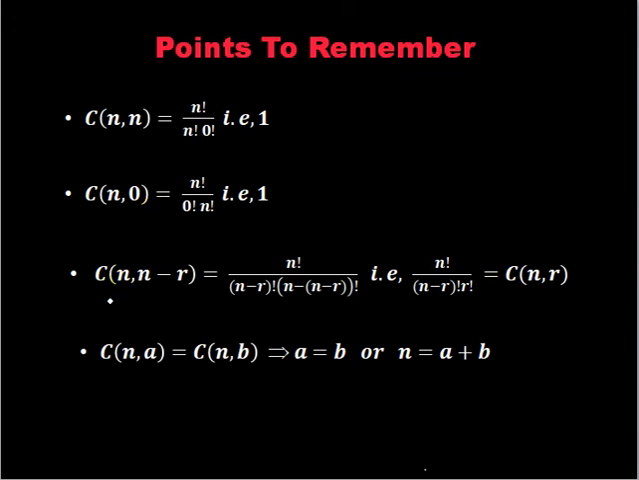Now checking for this one. It says the combination coefficient where out of n objects you are taking n minus r selections can be written as C(n,r). So we will just verify it, expanding it using the formula for combinations.